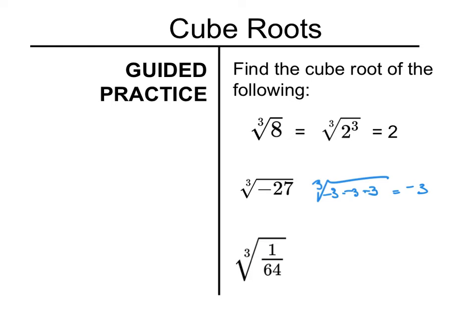Now, when we're faced with something like this, what we're going to do is split this up into 2 cube roots. That makes it a little bit easier because I know the cube root of 1, or anything that has a 1 in it, is going to be a 1. And I also know the cube root of 64 is 4.